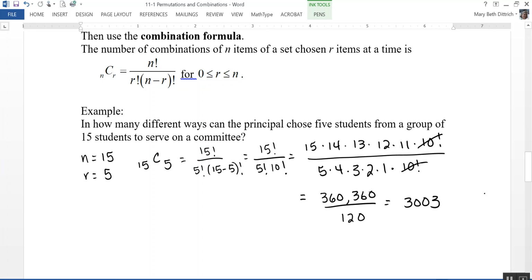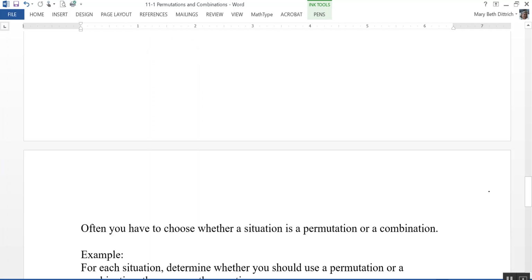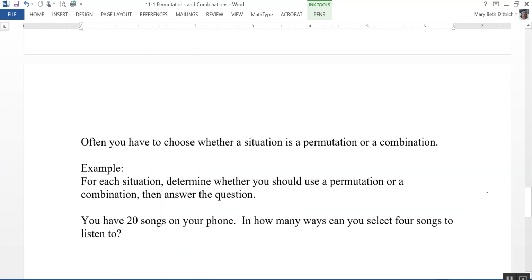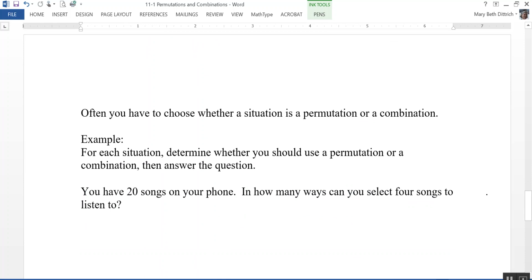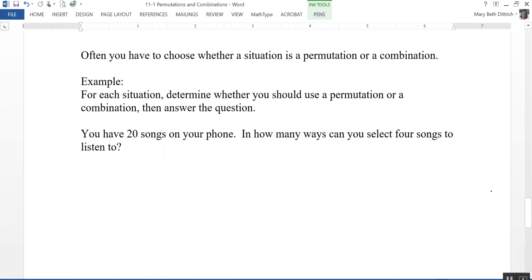So sometimes you actually have to figure out whether the situation is going to require a permutation or a combination. So let's take a look at a couple examples here. For each situation you need to determine whether you're going to use a permutation or a combination and then answer the question. You have 20 songs on your phone, and how many different ways can you select 4 songs to listen to? Now I'm not saying you have to listen to this song first and this song second, so the order doesn't matter. So this one is going to be a combination.